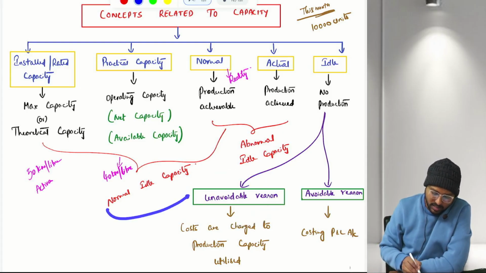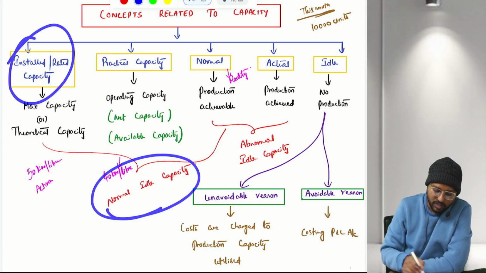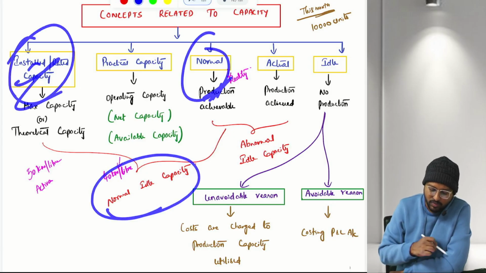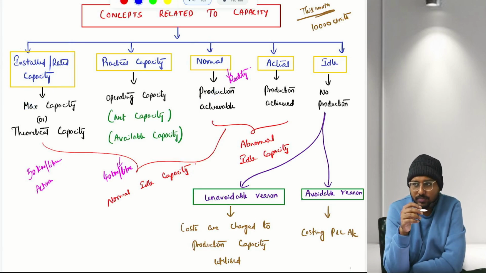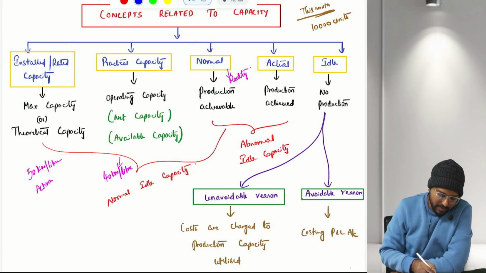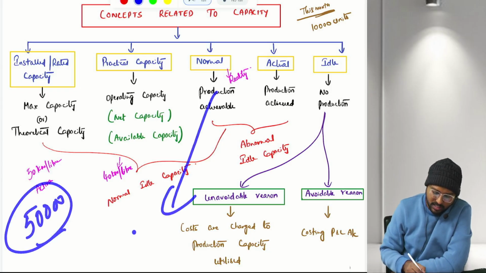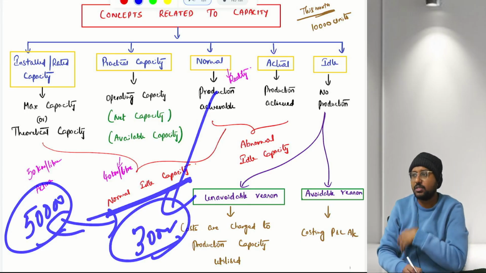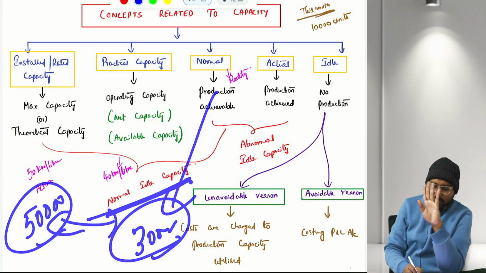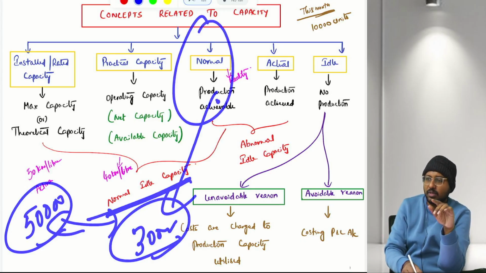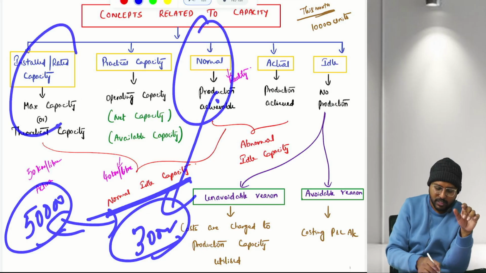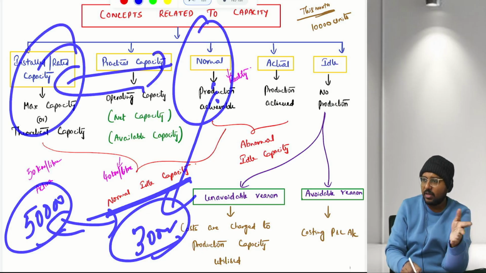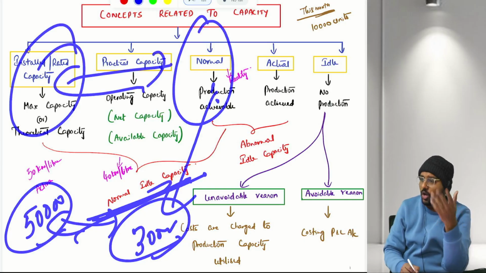So that is nothing but normal ideal capacity, which is the difference between what and what? Installed capacity as well as normal capacity. Got it? The rated capacity is, for example, 50,000 units. I told you this already. Normal achievable capacity is 30,000 units, right? The difference between these two is normal ideal capacity, which means since the last 6 months or last 1 year, this is what you have achieved. The difference between this and this is expected to happen. When it is expected to happen, we call it normal ideal capacity.